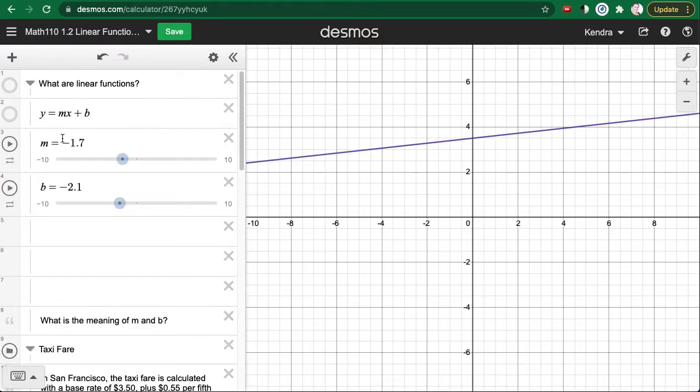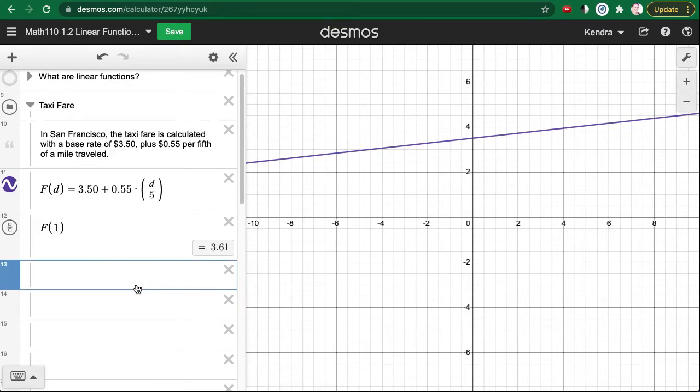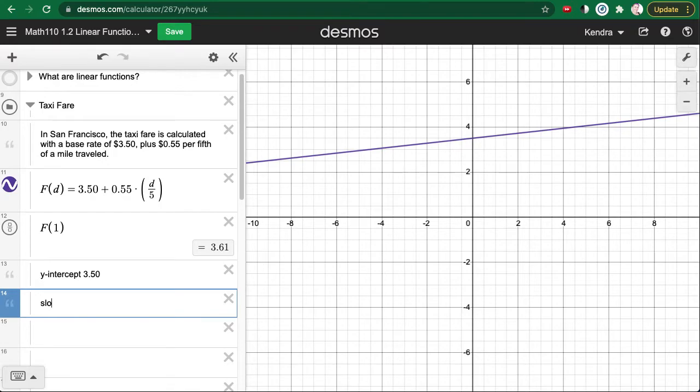If we look at slope and y-intercepts, the slope is the coefficient on the input variable, and the y-intercept is the constant. So in this case, we have the y-intercept is 350, and the slope is going to be the coefficient on the input variable. The input variable is d, and it's actually going to be 55 cents divided by 5, or 11 cents.